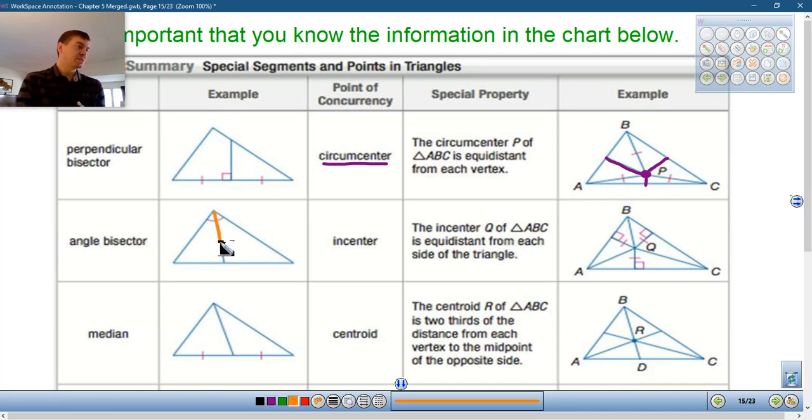This is what an angle bisector looks like. I can tell that by the arc marks. When I draw three angle bisectors, I meet at a place called the incenter. And this perpendicular marking with the hash marks tells me that Q is equidistant from the sides of the triangle.